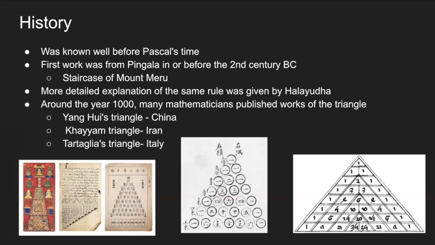Then around the year 1000, many mathematicians published their own works of the triangle. These were all independent of each other, and they weren't tracing back to other triangles. They were all their own ideas, but they happened to be the same idea. In China, the triangle is known as Yang Hui's triangle. In Iran, it's known as Khayyam's triangle. And in Italy, it's known as Tartaglia's triangle. Like I said, they're not copies of each other, but rather independent works. If you were to describe the triangle in China, it would be called Yang Hui's triangle and not Pascal's triangle.